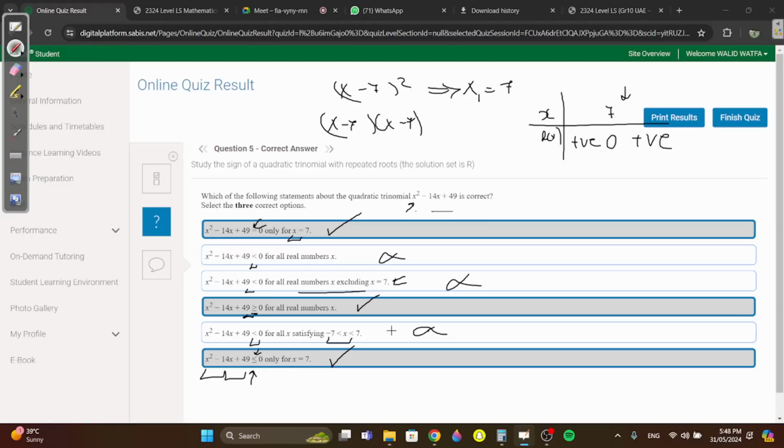Okay, is it ever less than 0? No, right? It's always positive. But they said less than or equal to 0. Is it ever equal to 0? Yes, it is, and it's equal to 0 over here at x equals 7. So you can only say when x equals 7, we can say it's less than or equal to 0.